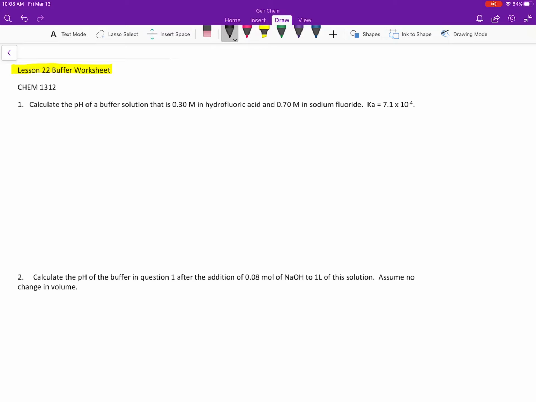Okay. Here we go. It says to calculate the pH of a buffer. So the first thing I'm going to think of is Henderson-Hasselbalch. And we are told that we have a 0.3 molar solution of hydrofluoric acid and a 0.7 molar solution of NaF. So this is my weak acid. This is my conjugate base salt. Okay. And I have a Ka value of this.